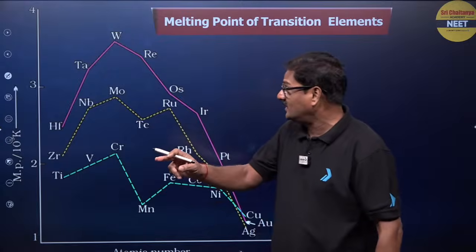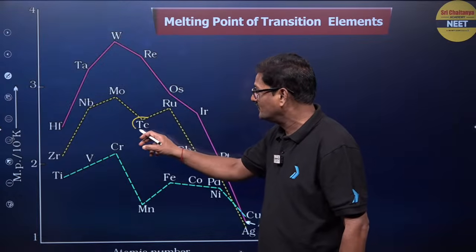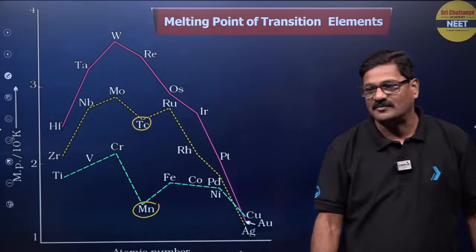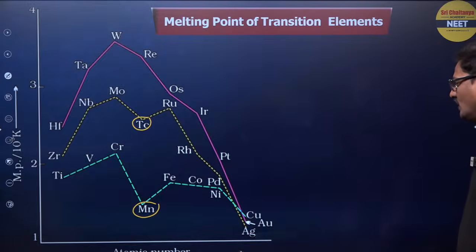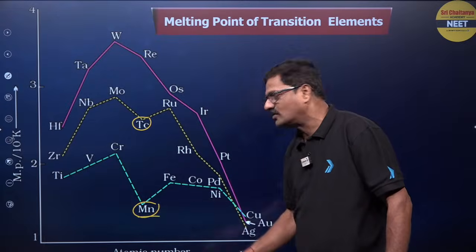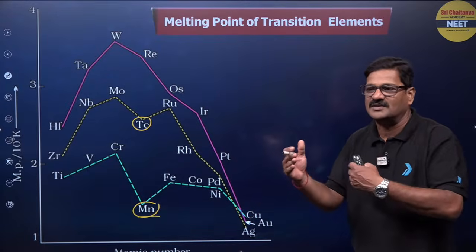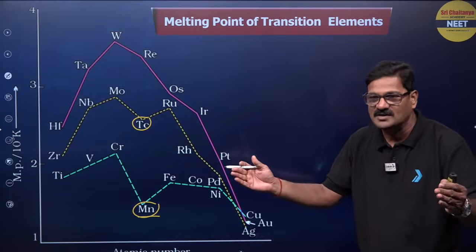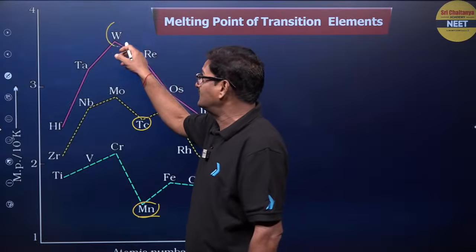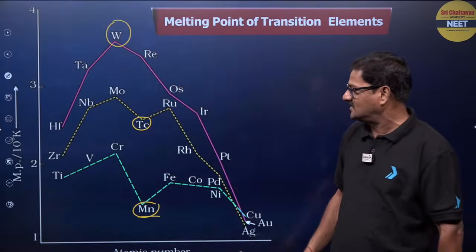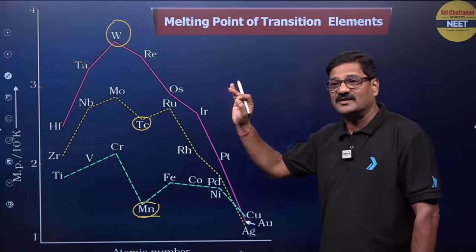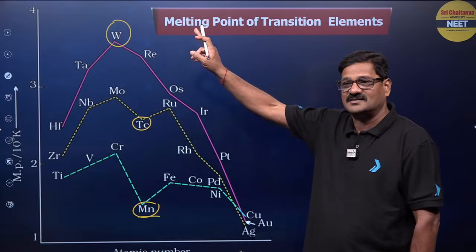And manganese and technetium, you can see there is a dip in the melting point. So you can see the lowest melting point of this 3D series is attributed to manganese because of the D5 configuration. Interelectronic repulsions are experienced because the atom is small. But when it comes to tungsten, W means tungsten, in this 3D, 4D, 5D series, the metal with the highest melting point in the entire periodic table is tungsten.